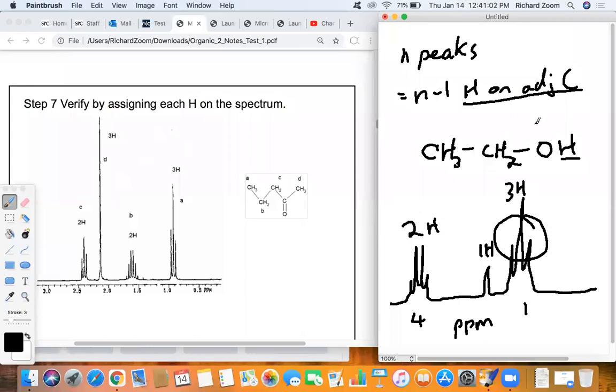So if it's an OH, NH, or an NH2, then it will usually turn up as a single peak. It won't see the hydrogens on adjacent carbons because it doesn't count when we're talking about things that aren't carbon atoms. So that's going to matter as well.